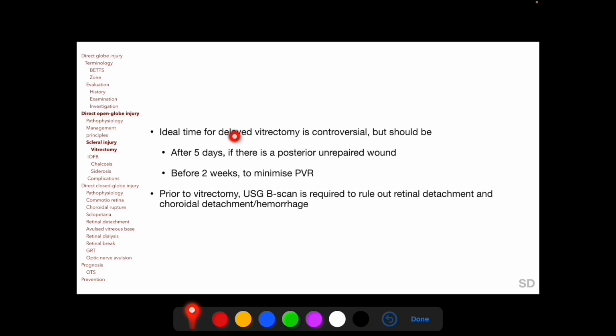The ideal time for delayed vitrectomy is controversial, but should be after 5 days if there is a posterior unrepaired wound and before 2 weeks to minimize proliferative vitreoretinopathy. Prior to this vitrectomy, ultrasound B scan is required to rule out retinal detachment and choroidal detachment or hemorrhage, which influence the positioning of the ports and the choice of the cannulas.